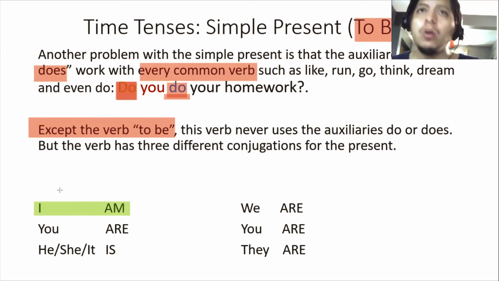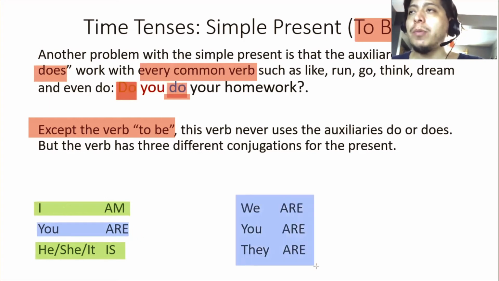No, no, no, no, no. You never use the auxiliary. So you say, I am. For the third person of the singular, he, she, it, is always is. He is, she is, it is. For the rest of them, the second person of the singular and all the plurals is always are. You are, we are, you are, they are.